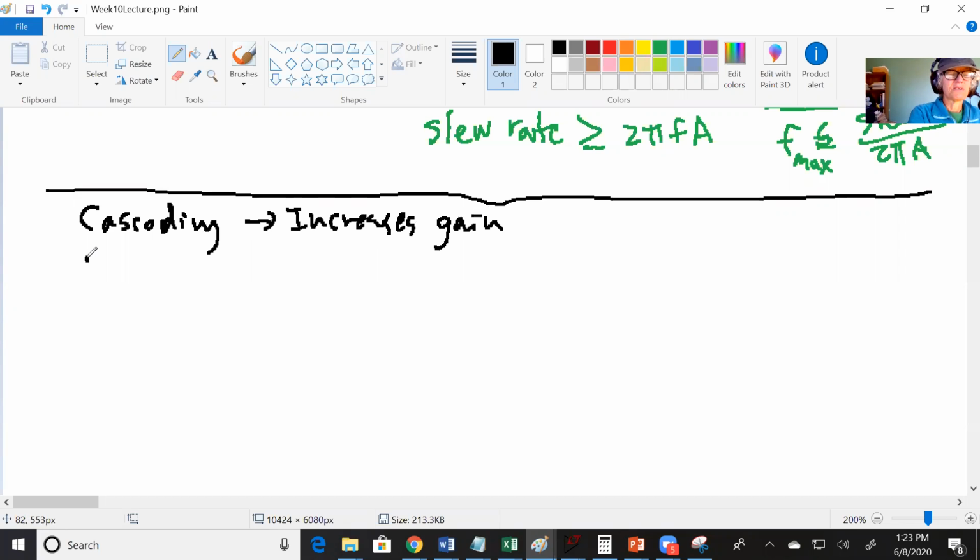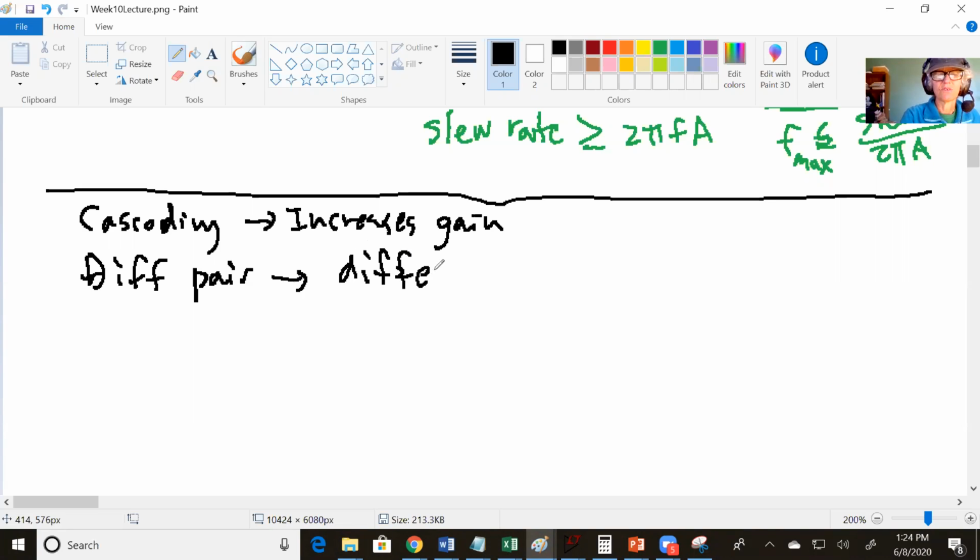Okay. How about a diff pair? What nice things does a diff pair do for you? A differential pair. It allows you to use differential inputs, right? Without that we couldn't make the op amps that we know. So that's super important. What else is it? What's its superpower? It has another superpower.